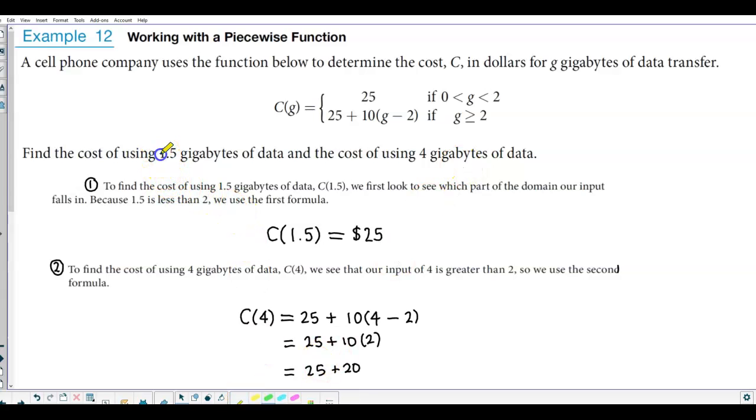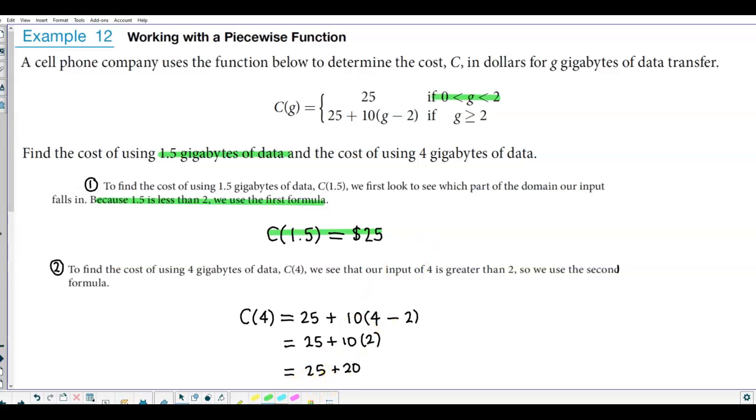Okay, so I'm going to highlight this green, which is 1.5 gigabytes of data. To find the cost of using 1.5 gigabytes of data, we need to plug in 1.5 for the value of G as our input. So we first look to see which part of the domain our input falls in. Because 1.5 is less than 2, we're going to use the first formula. That means it falls within this domain, and since it does, it's always going to equal a constant of 25. So therefore, C of 1.5 is going to equal $25.